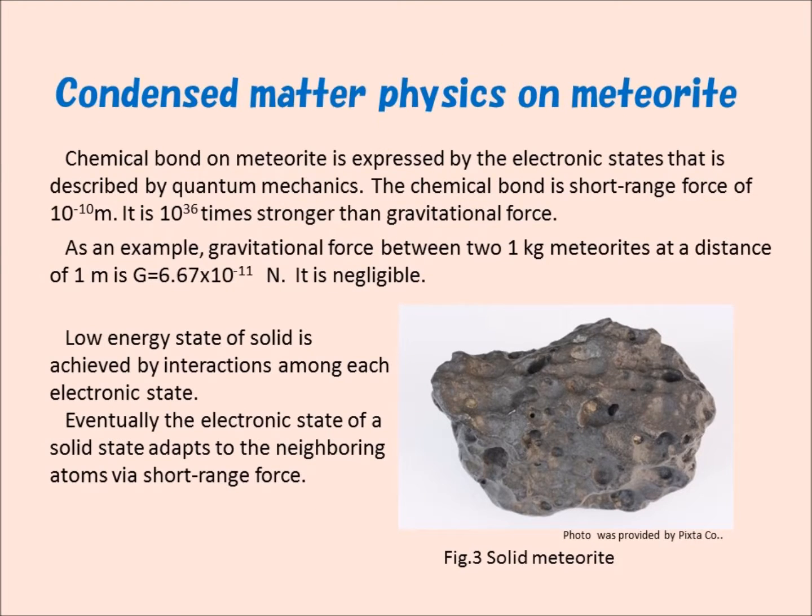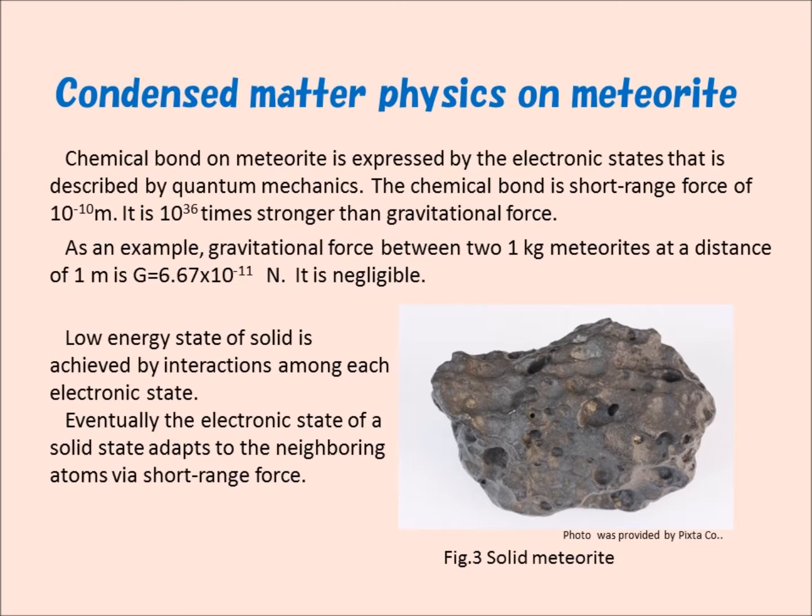Condensed matter physics on meteorite. Chemical bond on meteorite is expressed by the electronic states, which are described by quantum mechanics. The chemical bond is a short-range force of the order of 10 to the -10th power meters. It is 10 to the 36th power times stronger than gravitational force.